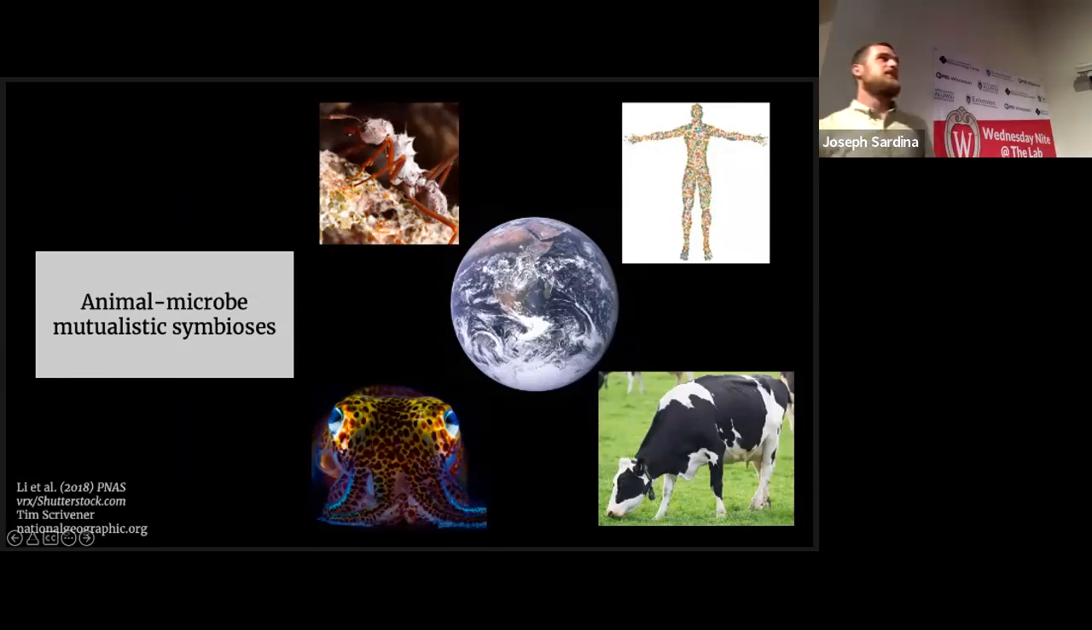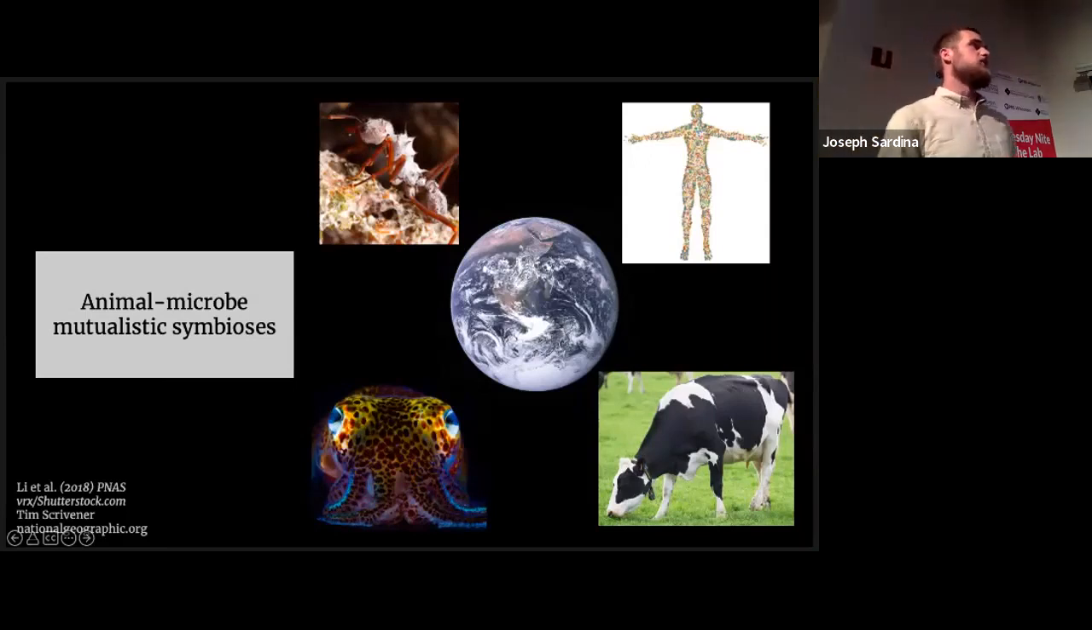But we also see these within our own human bodies. Most people are familiar with the gut microbiome and its importance on human health. We also see these in sea animals, land animals, animals we farm for food. And so these symbioses are really widespread across our planet and important for animals, including us humans.